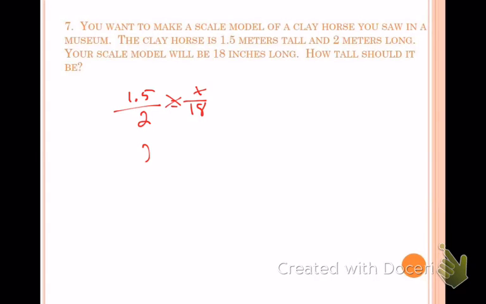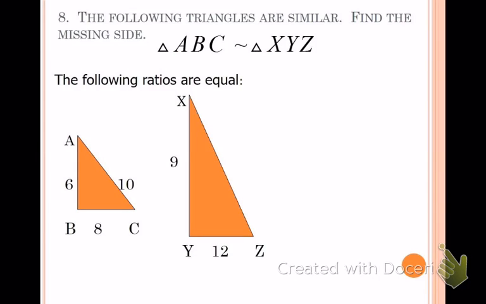Now I can cross multiply, then divide by 2, and we get 13.5, so that means that my scale model should be 13.5 inches tall. And I don't want to answer that in a complete sentence. Okay? All right. Now, these similar figures, how does this work?